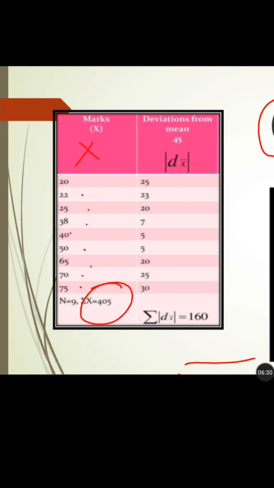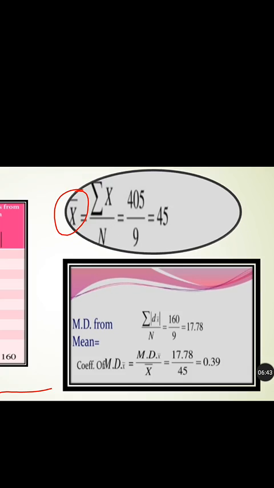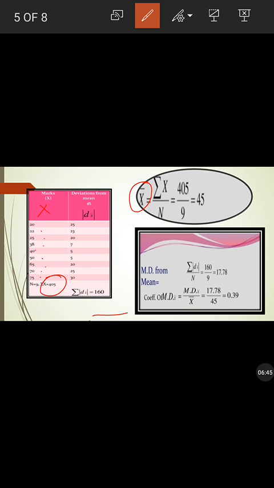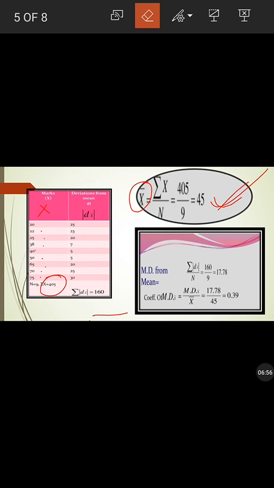I hope you remember that. That is, x bar is equal to summation x by n. That is 405 divided by 9, that is equal to 45. Do you remember the formula for x bar? What is the x bar formula? X bar is equal to summation x by n, that is equal to 405 divided by 9, that is equal to 45. Okay, I hope you all remember this formula, x bar. That is x bar is equal to 45.